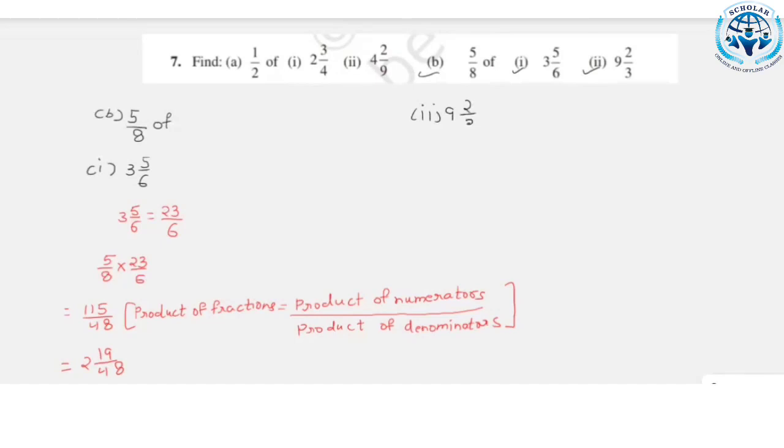Next, 9 2 by 3. 9 threes are 27, 27 plus 2 is 29, 29 by 3. 5 by 8 of 29 by 3, that means 5 by 8 into 29 by 3 is equal to 29 into 5 is equal to 145. 8 threes are 24. 6 1 by 24.